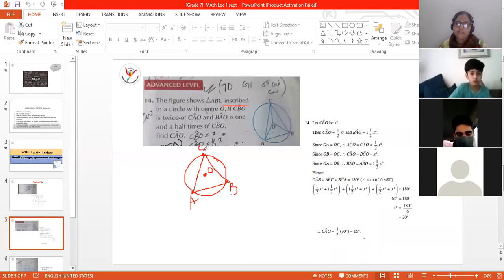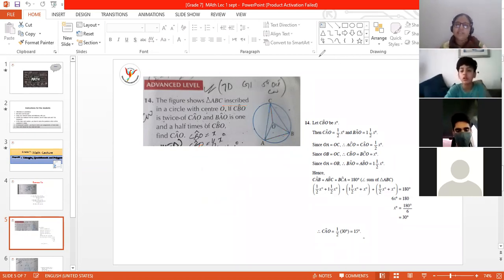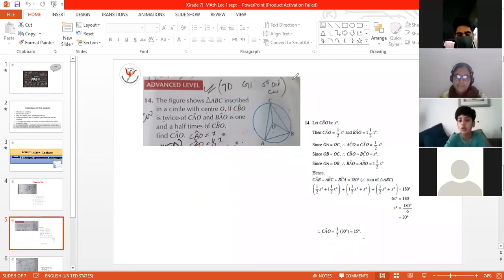ABC is the triangle. O is the center. If it is inscribed, the radius is the same. And if the radius is the same, it means that all those segments are equal. OA is equal to OC. OA is equal to OB is equal to OC. And the same is the case, OA is equal to OC. So with the help of this, we can easily find the angle CAO.